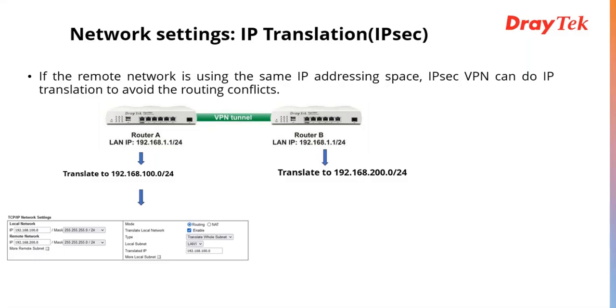To make the change, we go into the VPN profile on router A, and we can select the option to enable translate local network. We're translating LAN 1, so you can select the LAN subnet that you want to translate from the drop-down box, and then we enter the translated IP address. So you need to make the users on both sides aware so that they need to use the translated network address when trying to access devices on the remote network.